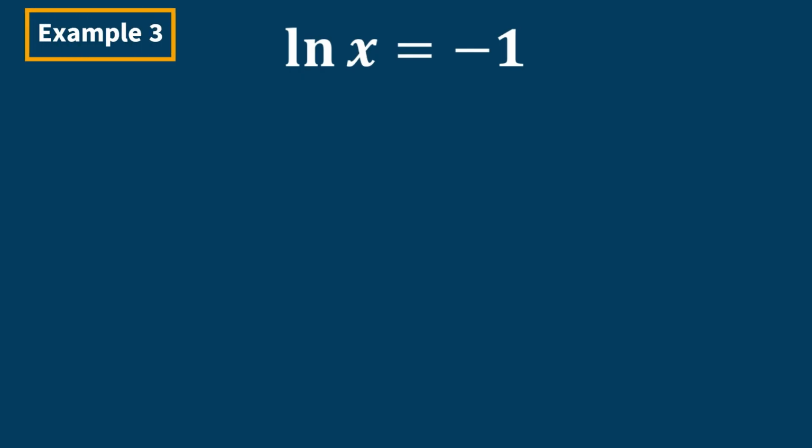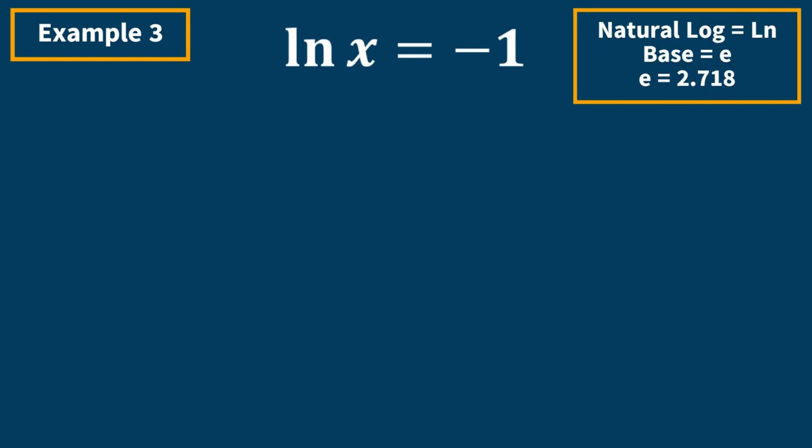Example number 3. We have ln of x is equal to -1. Whenever you see ln, that just means natural log. Whenever it's a natural log, that means the base is e, and e is a real number. So let's go ahead and write our base down, which is e. Now, let's go ahead and rewrite this as an exponential equation.